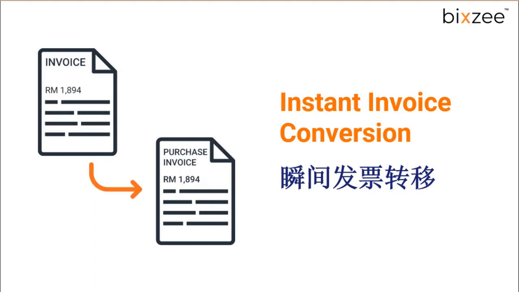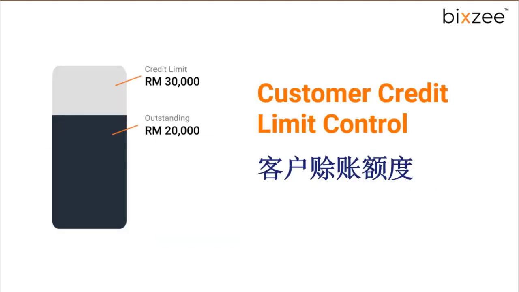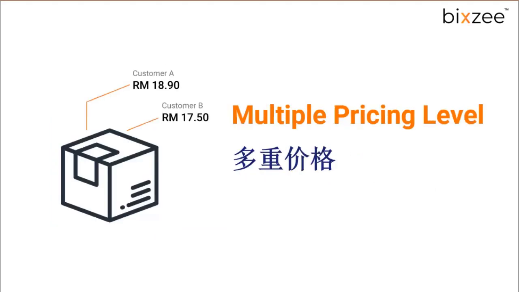Instant invoice conversion. Currently, to invoice your customer, maybe you need to key into your accounting system, print it out, fax it to your customer, or convert it into a PDF and email it to the customer. But in Bixzee, once you create the sales invoice, at your customer's side, the purchase invoice will appear automatically. Nothing you need to do or nothing your customer needs to do. You can do customer credit limit control.